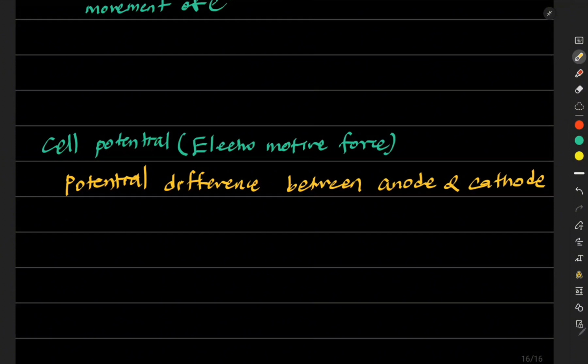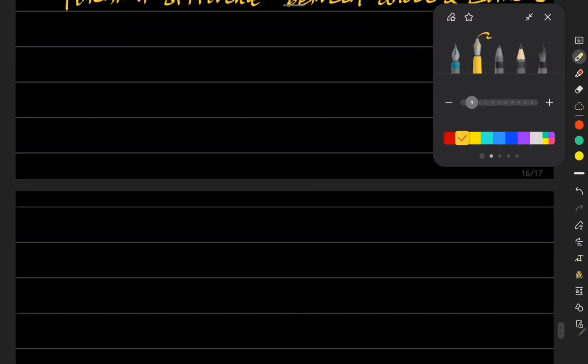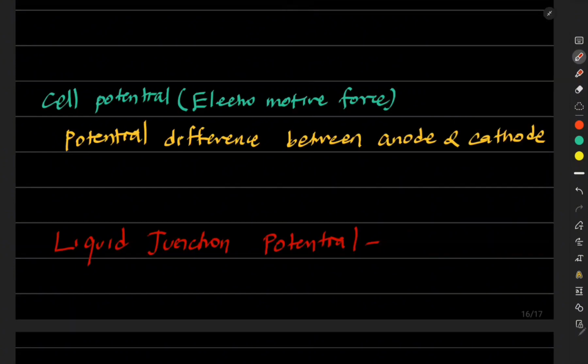The next one is liquid junction potential. What is liquid junction potential? If there is an electrochemical cell where two electrodes are in two different electrolyte solutions, an additional potential difference arises across the boundary, and that arising potential is called the liquid junction potential.